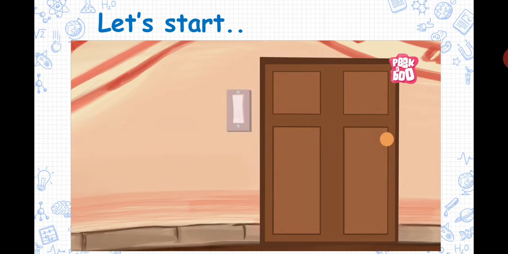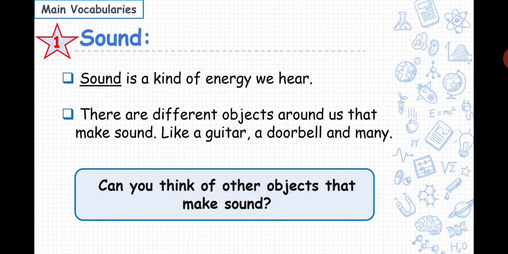Did you hear how many sounds are there? There are many, right? Sounds, my dear, are everywhere. We hear sounds at home, on the playground, at school, and everywhere. Sounds help us to communicate, to learn, and to understand each other. So, my dear, our first main vocabulary for today is sound, which is a kind of energy that we hear.